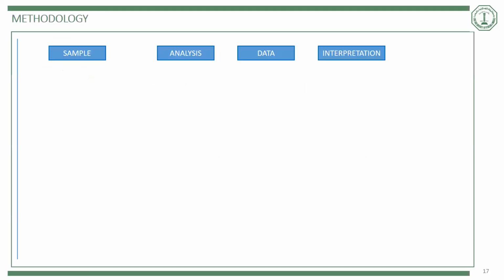So the methodology for the study will be summarized with this simple flowchart, and it has 4 sections.